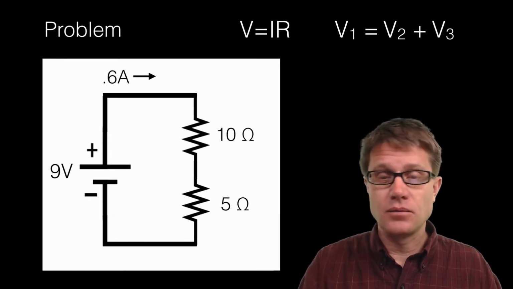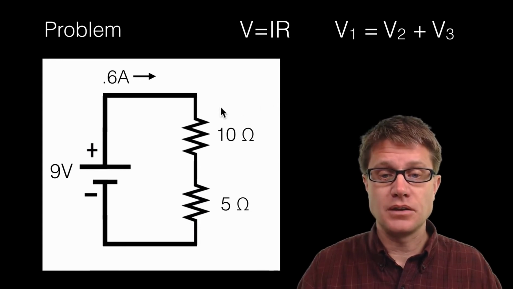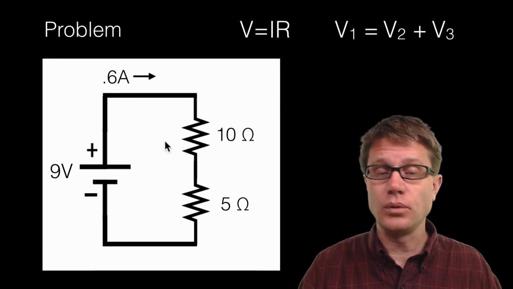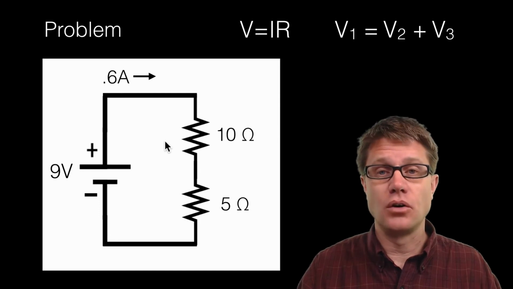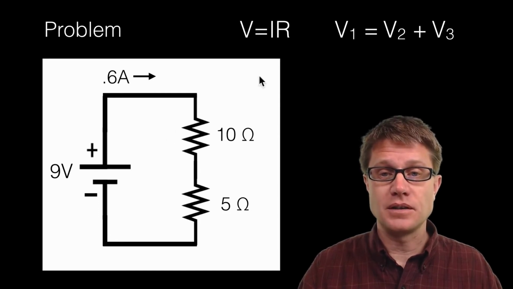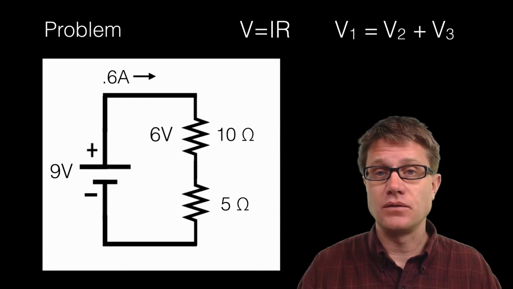So now we just go around and we can use Kirchhoff's loop rule. If we look at this resistor right here, what's its voltage going to be? Well, we just use Ohm's law again. We know the resistance is 10. We know that the current is 0.6, and so it's going to have a voltage of 6 volts.